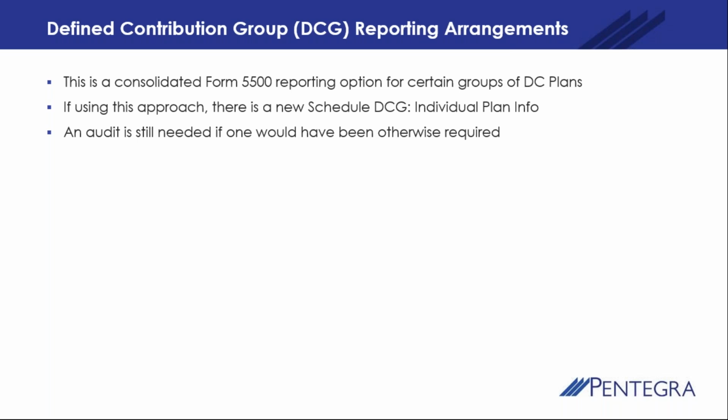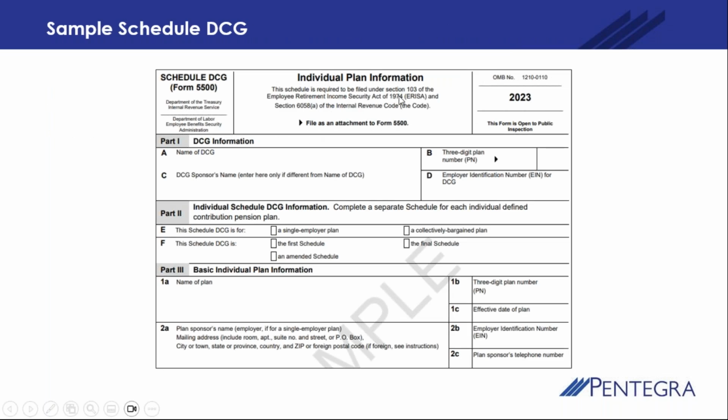The main benefit of a DCG is that it has a single Form 5500. But unlike some other group plan arrangements, they all have their own plan documents. So this is a way for unrelated employers to come together and essentially have a single Form 5500 filing with this new Schedule DCG, which you can see here. So we've got DCG information here, individual plan information. It's just looking for basic information about the plan's operations, the name of the DCG sponsor, and things like that.